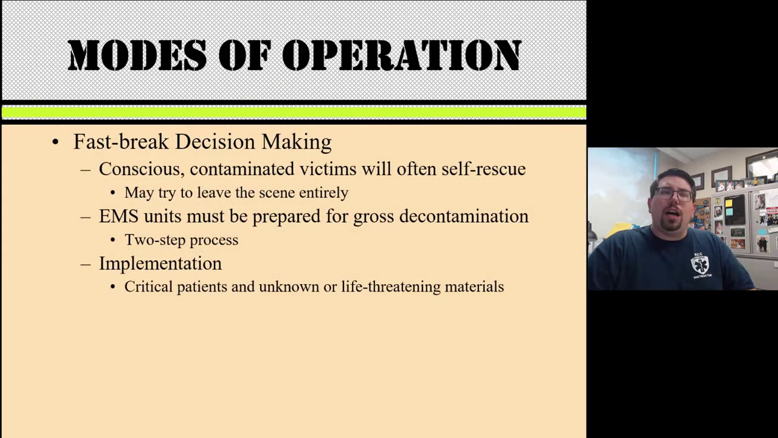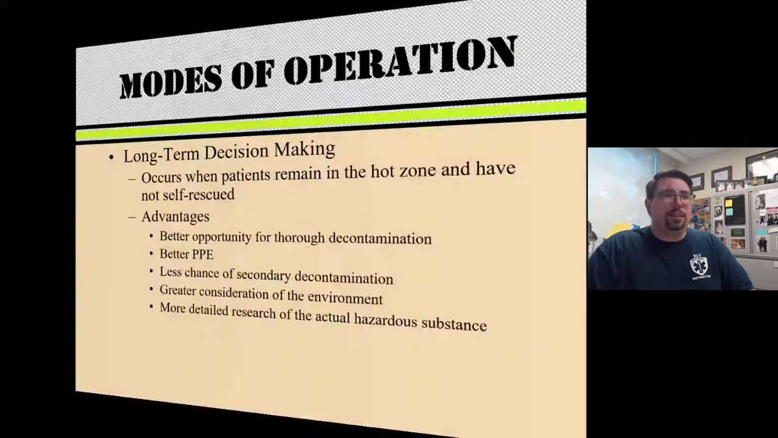We have to use what's called fast-break decision making as our mode of operation. Conscious, contaminated victims will often be able to self-rescue. They may try to leave the scene entirely, which is just going to contaminate everything. So we want to make sure that people stay in the area they need to be. EMS units must be prepared for gross decontamination, which is a two-step process. You're going to get rinsed and then washed and then do it all again. And then we have to be able to implement that as well. Critical patients and unknown or life-threatening materials may oftentimes be delayed during that implementation process, but it's important that we're thinking along those lines.